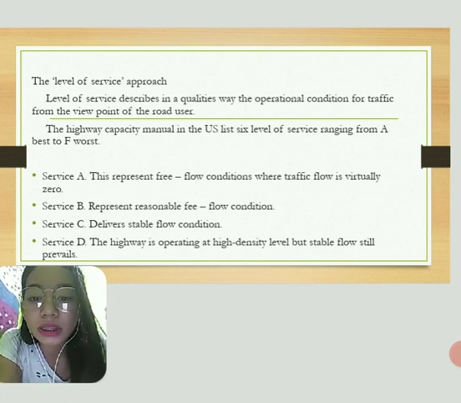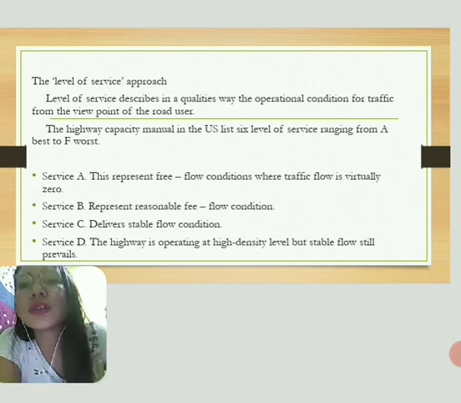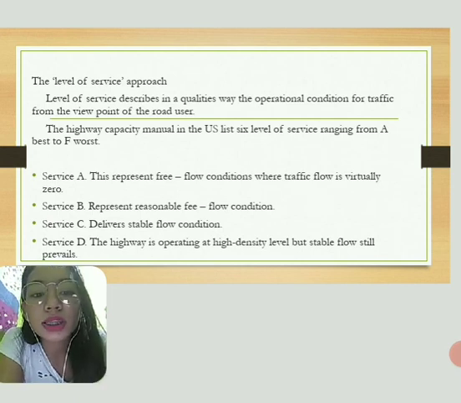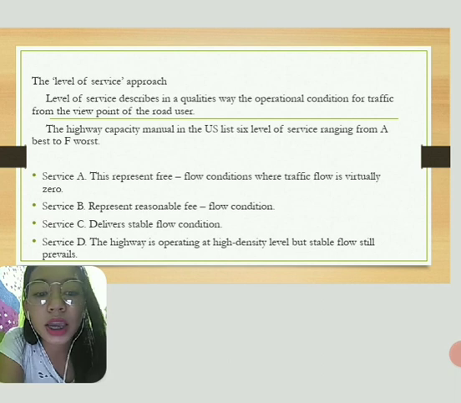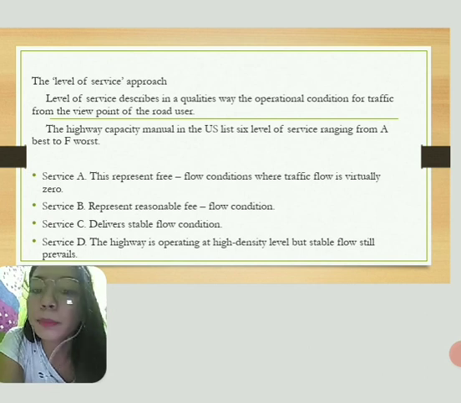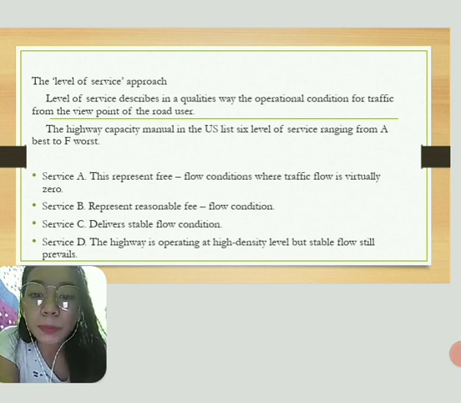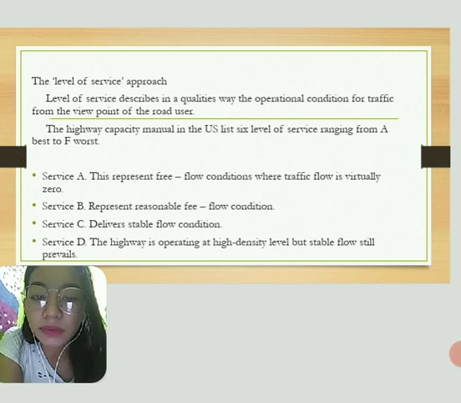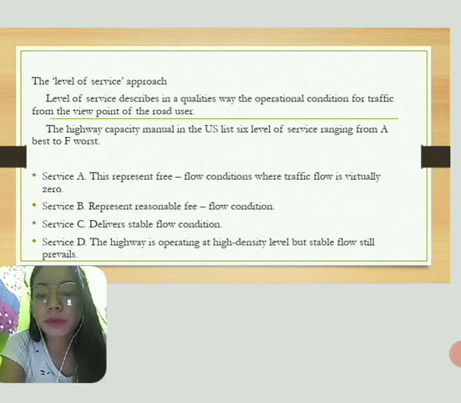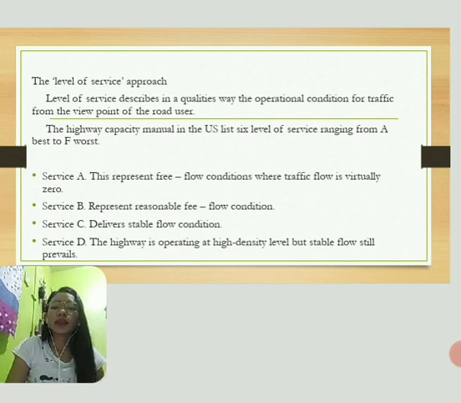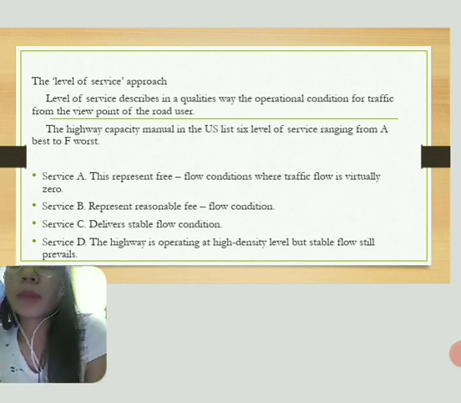Service C delivers stable flow condition. That means on one highway there are about 6 or more vehicles, but you are not yet bumper to bumper, because it is still service C. Service D, the highway is operating at high density level but stable flow will still prevail. Service D happens on national highways in the provinces.